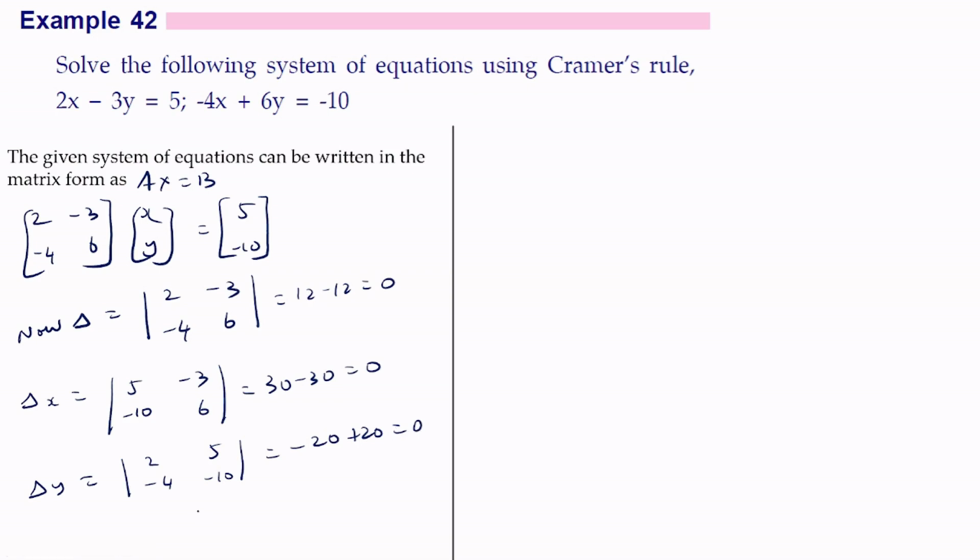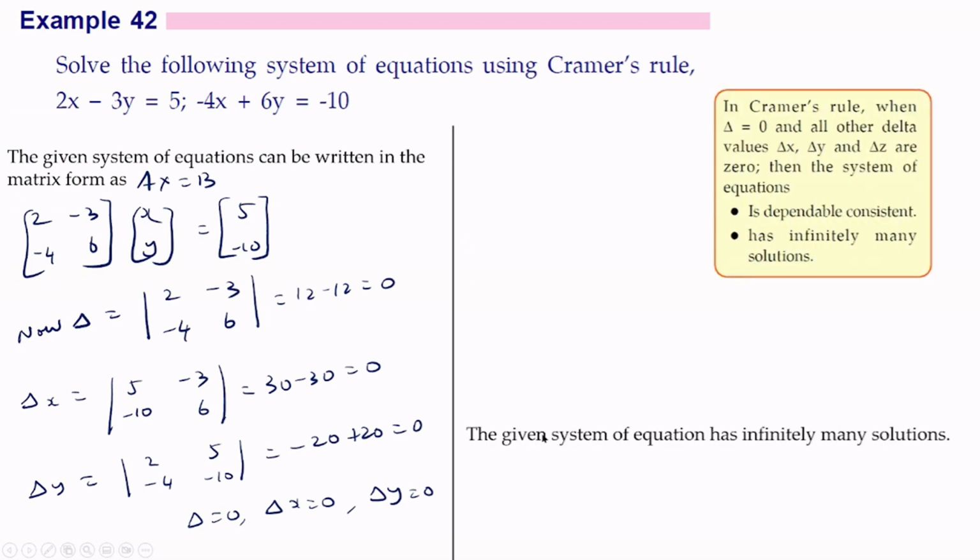So we get delta equal to 0, delta x equal to 0 and delta y equal to 0. So here we just now saw if delta equal to 0 and delta x and delta y are all 0, then the given system of equations is dependent consistent and we have infinitely many solutions. So the given system of equations has infinitely many solutions. So this is what we have just now seen.